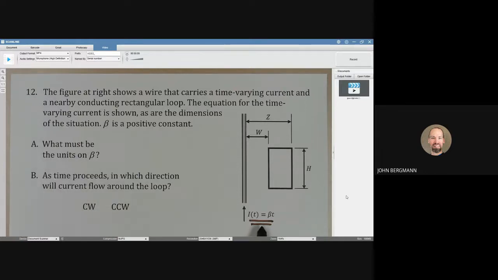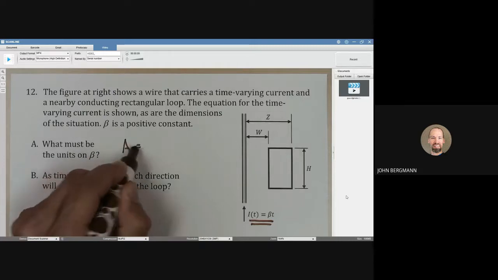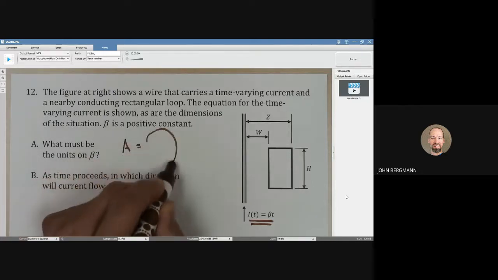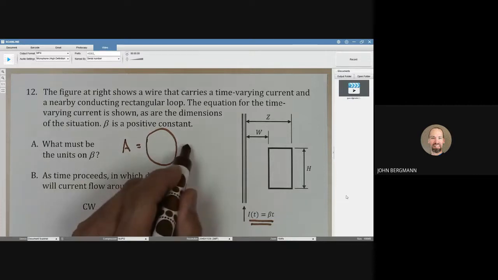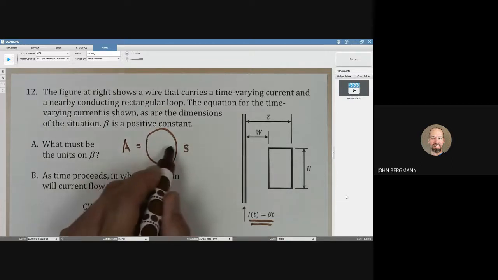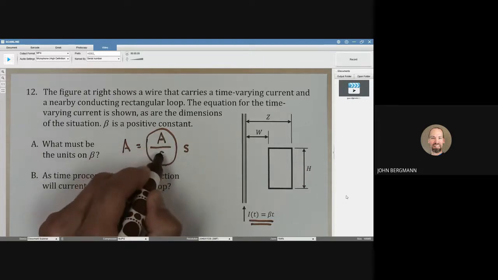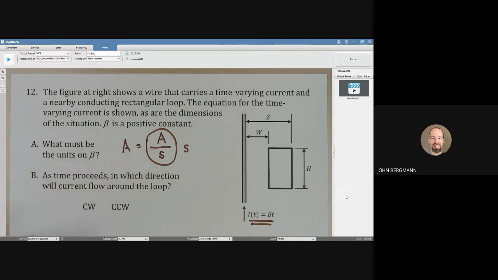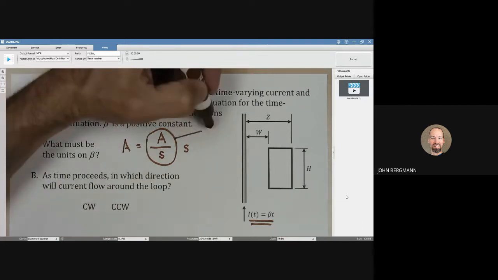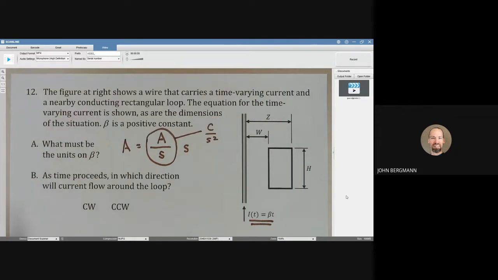So we're looking at this equation here, and we want to know what the units of beta are. Current is in amps, and then we have the unit for beta, whatever that is, and then time is in seconds. So it looks to me like the unit for beta would be amps per second. And since an amp is a coulomb per second, an equivalent unit would be coulombs per second squared. That would be okay.